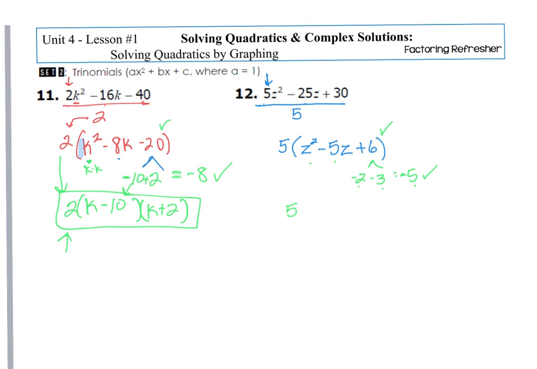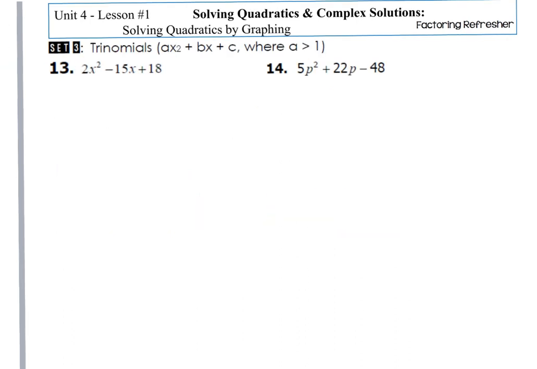5 is going to stay on the outside. We're not going to lose that GCF. We make two sets of parentheses. If we're doing z squared, we need to put one z in each set of parentheses. And we'll drop in our minus 2 and our minus 3. This is done.